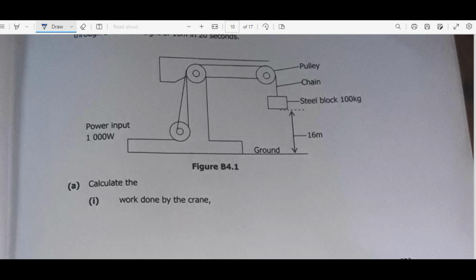So let's look at the formula. We know that work done is equal to force multiplied by distance. Now if we look at the work that was done here, this work was done against what? Gravity. Why do we say so? Because the steel block was moving in this direction. So how can we calculate the work done whenever we are looking at work against gravity? Let's see what we can do here.